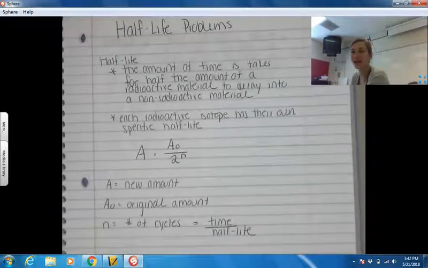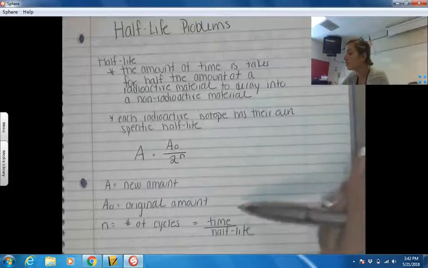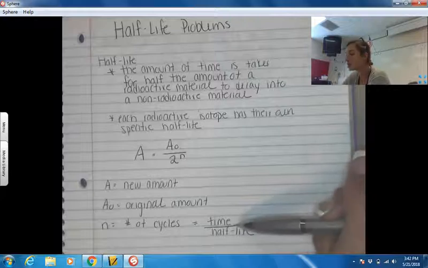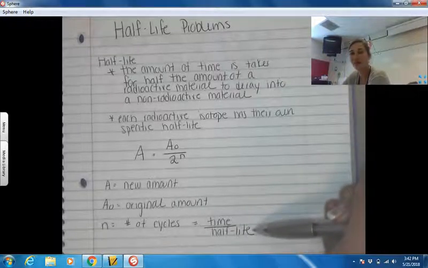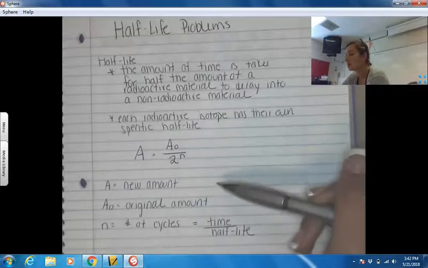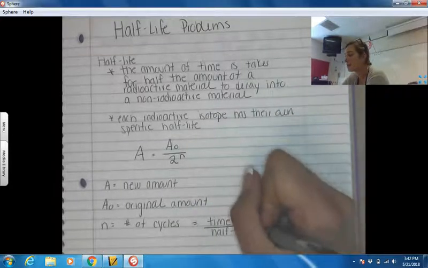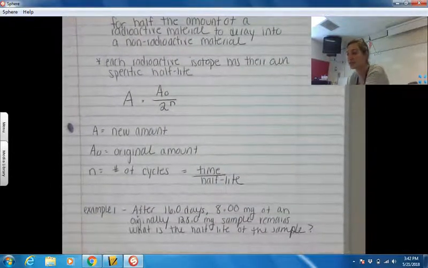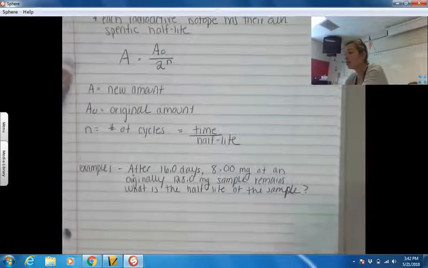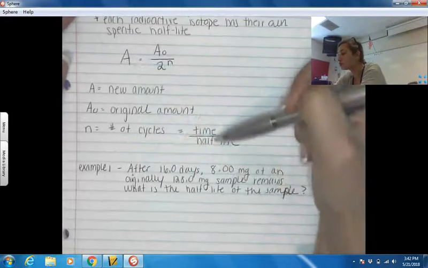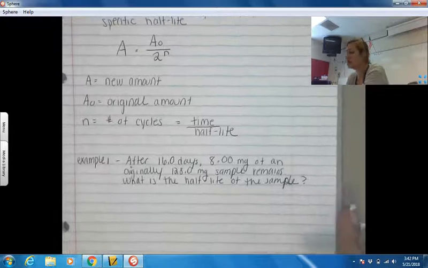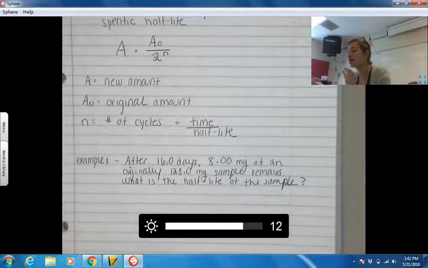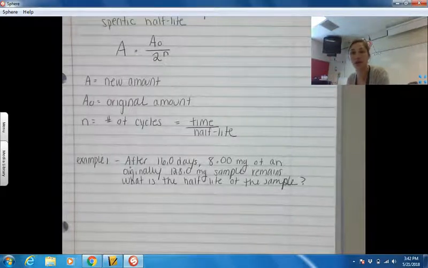Now, n can actually be broken down even further. The number of cycles is the total time that this decay went on for divided by the half-life of that particular sample. So again, the number of cycles is calculated through the amount of time that this decay went on for divided by that particular substance's half-life. So we really can solve for 1, 2, 3, 4 different variables within these types of problems. Today we're going to solve for 2 of them, and it's kind of just manipulating which variable you're trying to solve for.